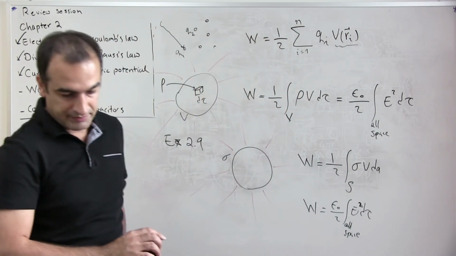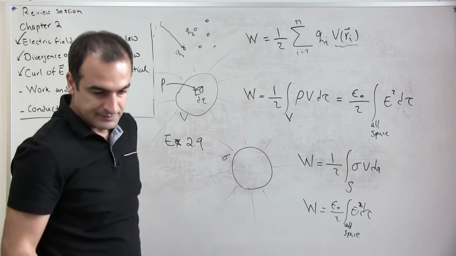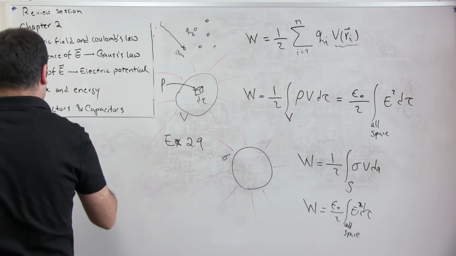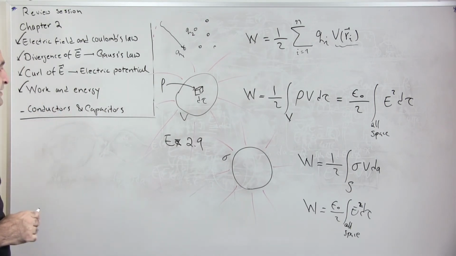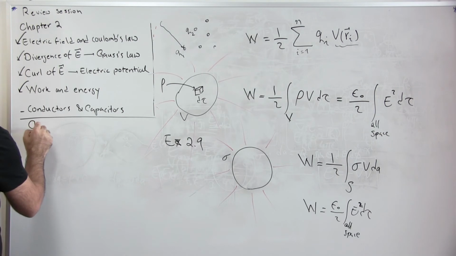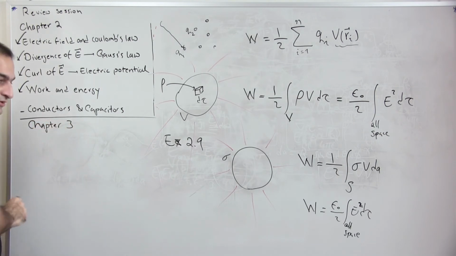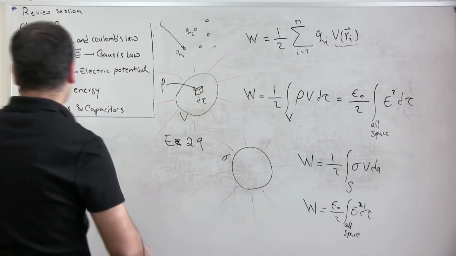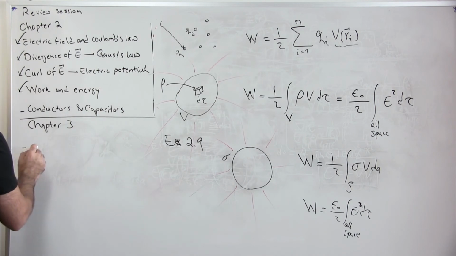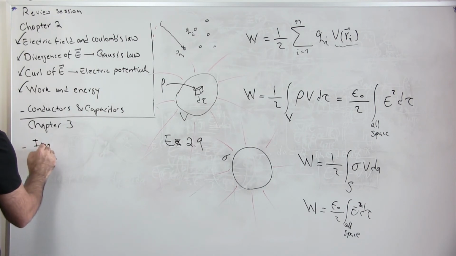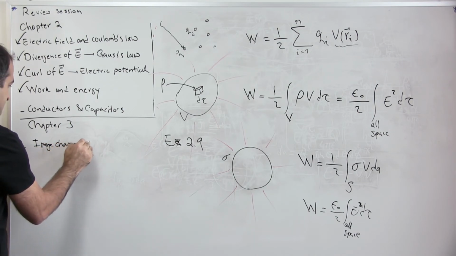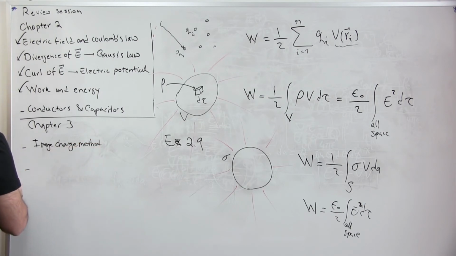Okay, we have about 15 minutes. So what I want to do is skip the part on conductor and capacitor. I'm skipping this part and I'm going to move on to chapter 3 so that we have a little time to look at those things as well. If I have more time, I will come back to this. On chapter 3, I want to mention two topics: the image charge method, and then the other one is separation of variables.